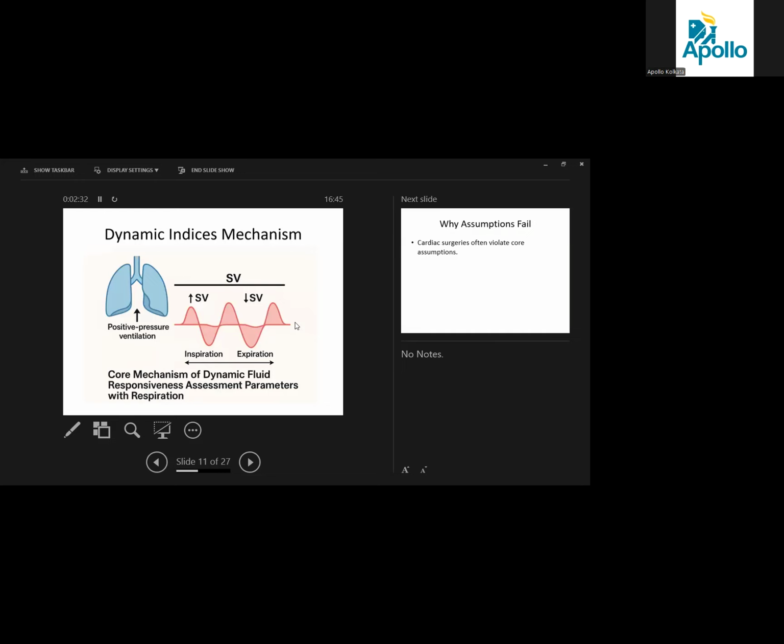Now, how does it work? When the patient is being mechanically ventilated, there is positive pressure ventilation. During inspiration, the right heart will have a reduced venous return, so the stroke volume will reduce on the right side of the heart. And during the same cardiac cycle, the left heart will have an increased stroke volume, and in the next cardiac cycles, it will have a reduced stroke volume.